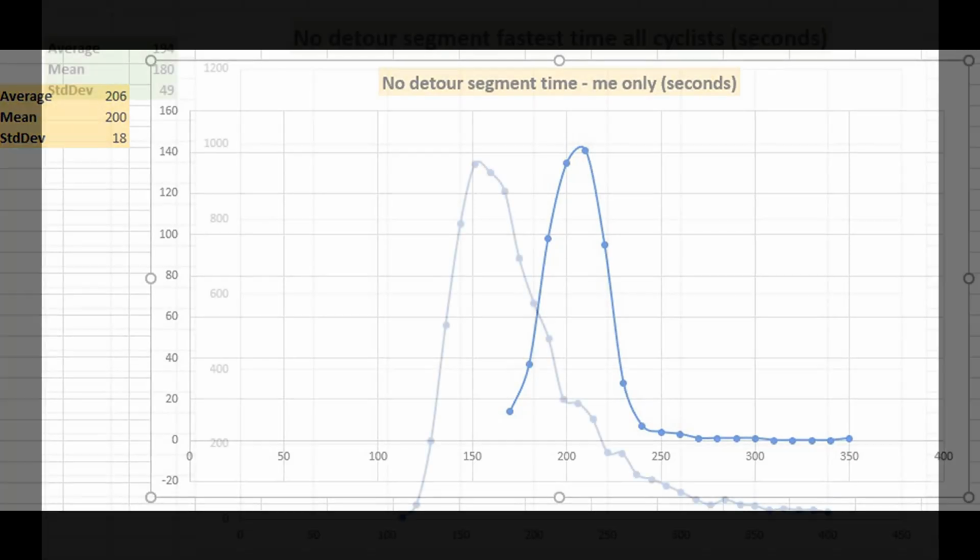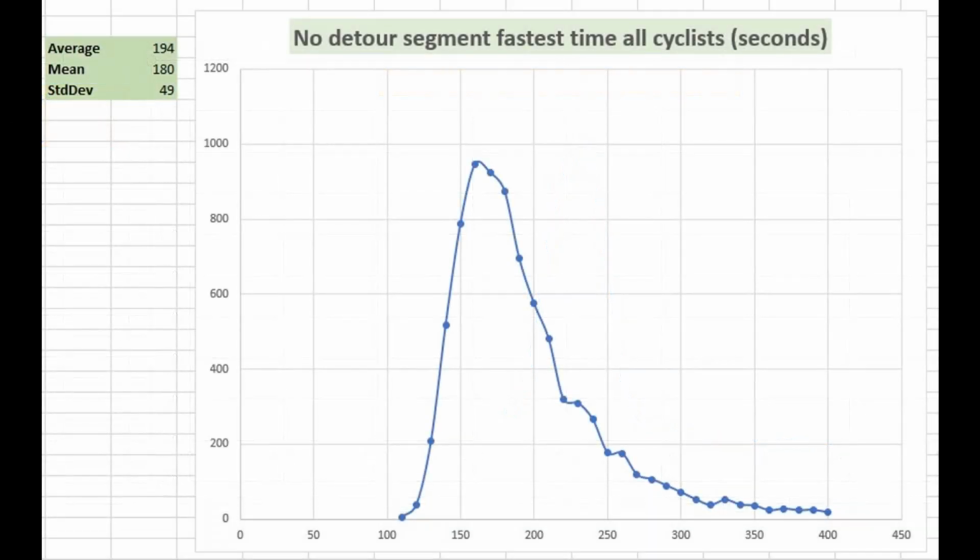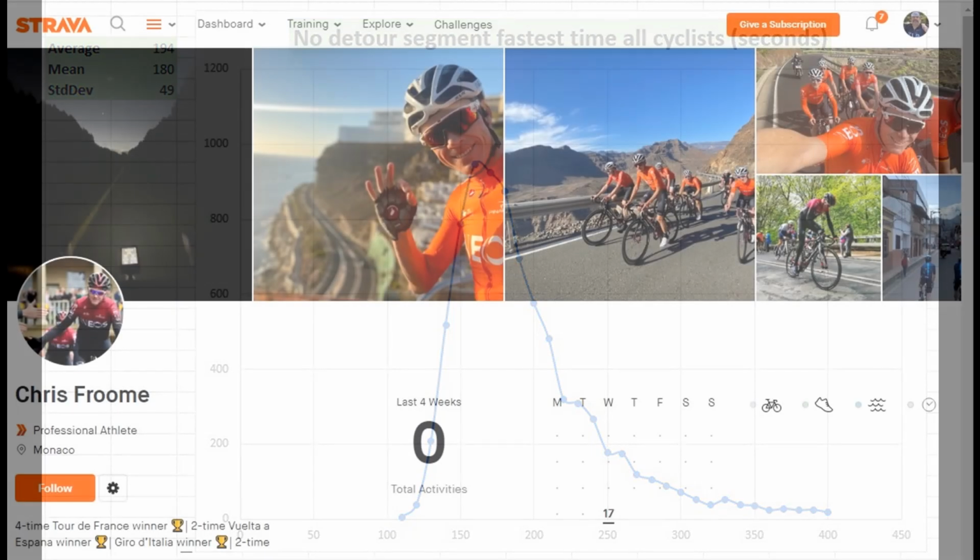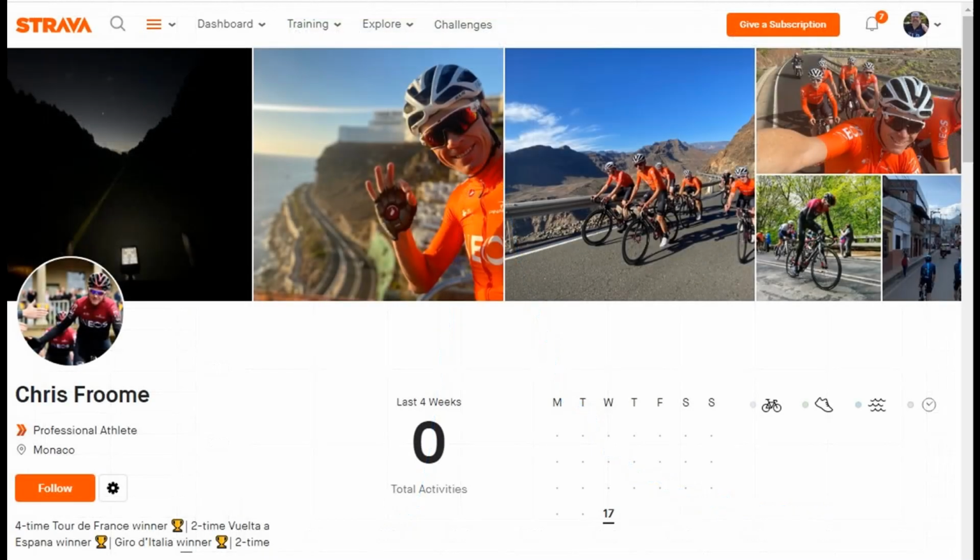The standard deviation for me is 18 seconds, meaning that my ride times through this segment were pretty consistent before the detour went in. The next graph shows the fastest times for all 8,000 cyclists who have recorded a ride through this segment. Now that's not 8,000 rides, that's 8,000 individual cyclists, and it's the fastest time for each of them. You can see that the mean for all cyclists is slightly faster at exactly 3 minutes, with a wider standard deviation of 49 seconds as opposed to 18 for me. With such a wide spread of cyclists, that's expected.